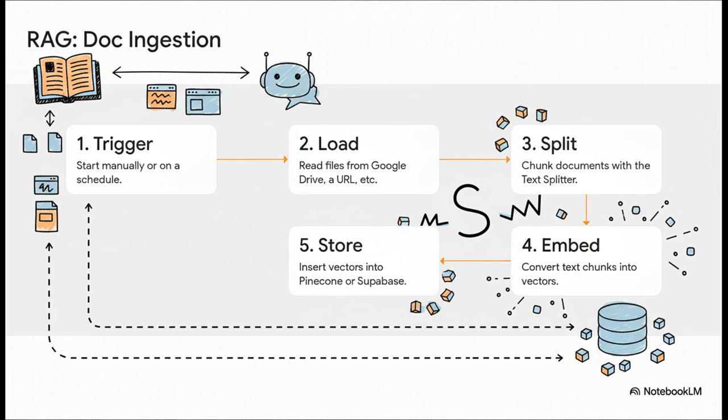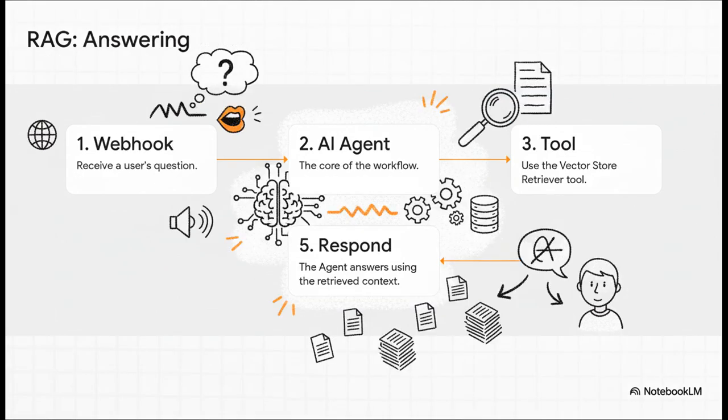You build a simple workflow that loads your files, splits them into smaller chunks, turns those chunks into embeddings, and then stuffs them into your vector database. It's a clean, logical pipeline. Now for step 2, the live query flow. This is what happens every time a user asks a question.